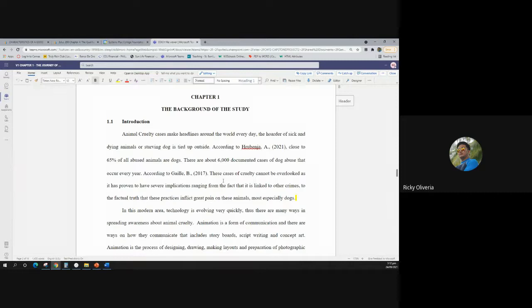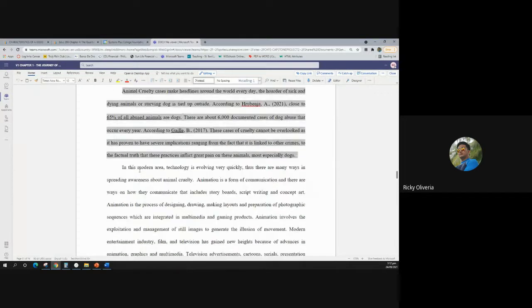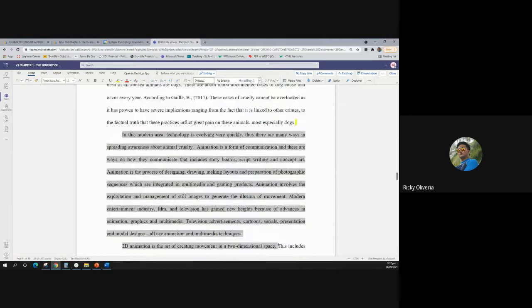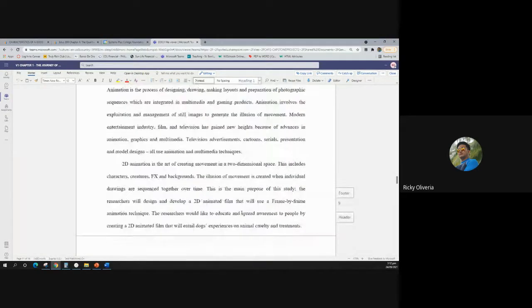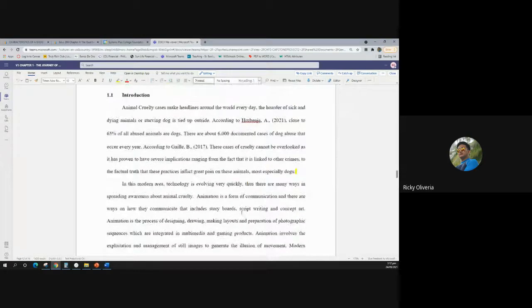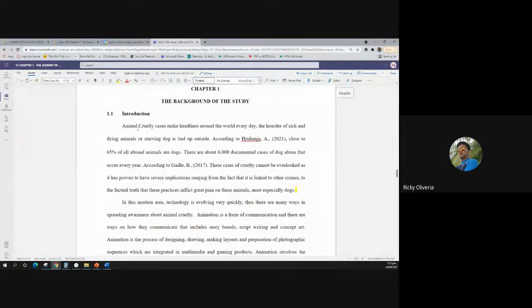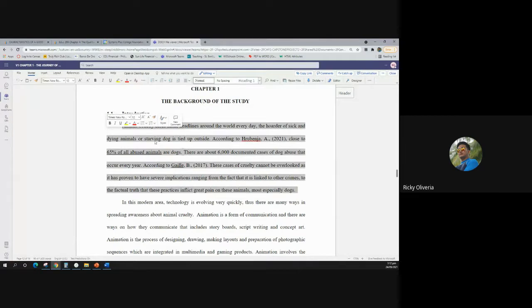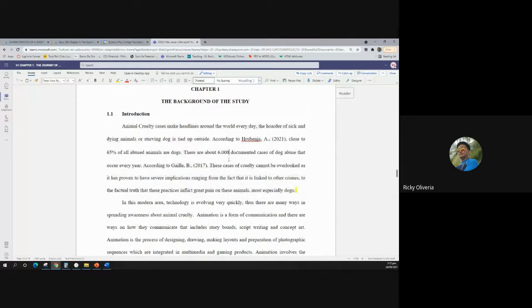You start with your topic. Okay? Tapos, okay, let's say, for example, you start with your topic here for your first paragraph. Then on your second paragraph, the technicalities of your topic. Okay? Yung ganon. Okay, let's say, for example, ito, kagaya na ito, animal cruelty cases make headlines around the world every day. So, the hoarder of sick and dying animals or starving dog is tied up outside. According to, yan, meron siyang source. Okay? So, parang nagpapalabas siya ng statistics. Okay? Now, if you are going to stick, diba?